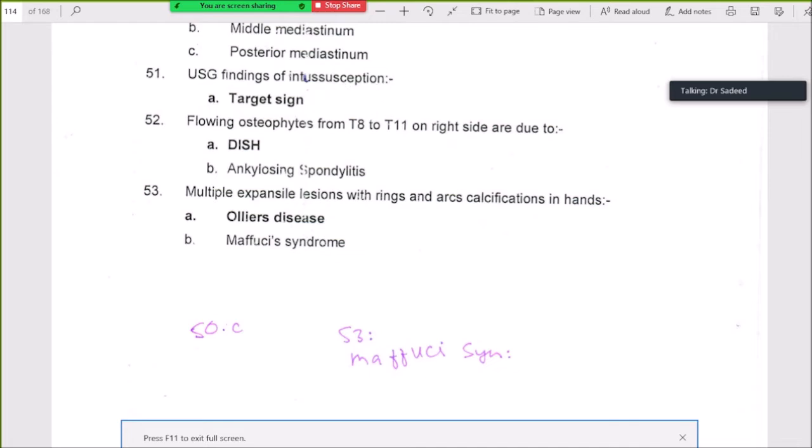51. Ultrasound finding of intussusception: a target sign. 52. Flowing ossification from T8 to T11 on the right side is due to DISH.